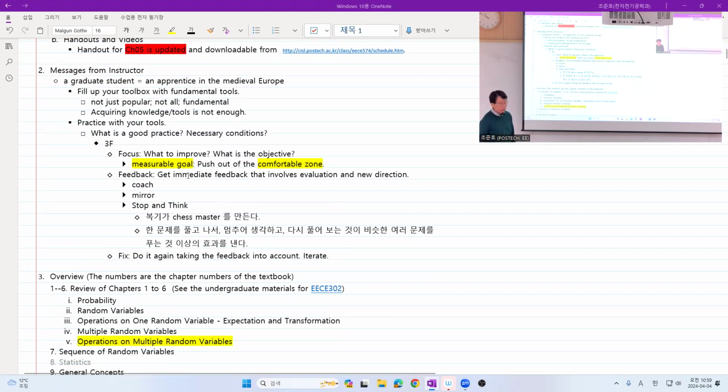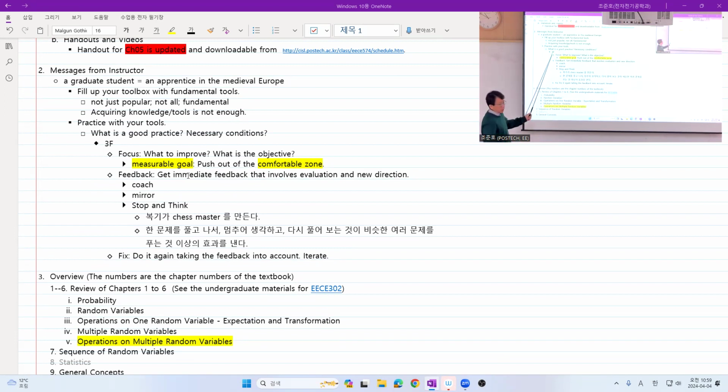I have a message. Last time I talked about good practice, and people say that one of the necessary conditions for good practice can be described as 3 Fs. What are these? First, focus. Second, feedback, not just feedback, but immediate feedback. And the last one is fix. But about the focus, I need to add something more.